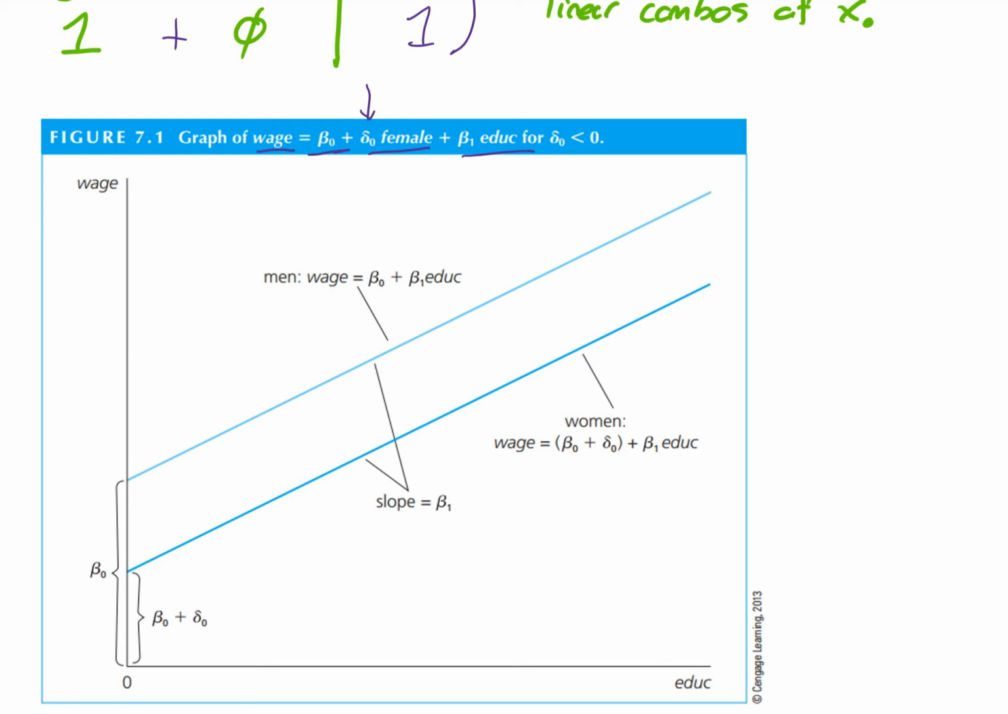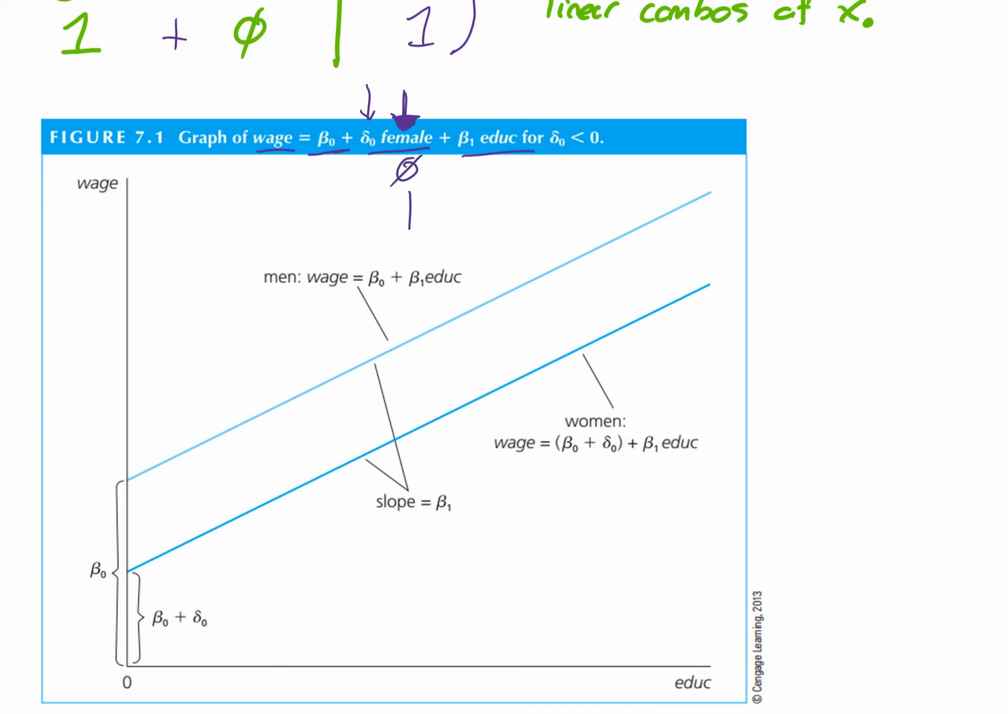Okay, so this particular graph is just graphing the relationship between education and wages for females and males. Let me explain what's going on here. Let's assume that we live in a world where we're just looking for the effect of education on wage for males. If we're looking for the effect of education on wage strictly for males, then this female dummy is going to equal 0.